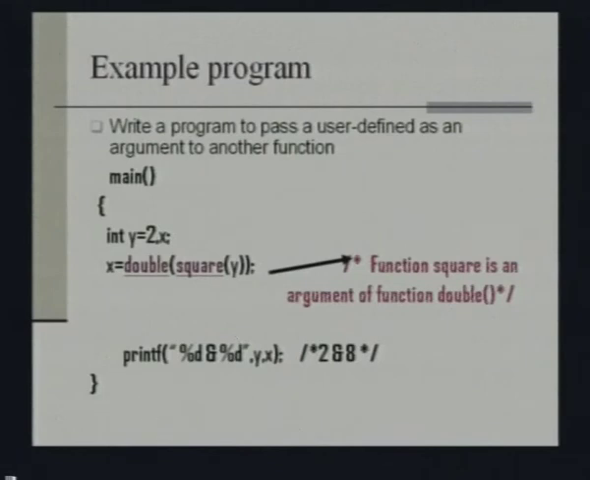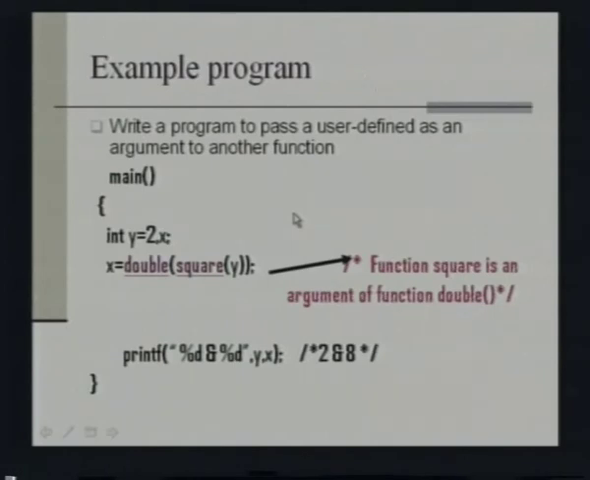This is a program to pass a user defined function as an argument. Functions are of two types: library functions are built in, and user defined functions are what the user defines according to his convenience. We will see how the compiler executes such a program. We start with the main function, and here we have declared two variables, y is 2 and x. Here x is equal to double, which is a function, and within parentheses the square is a function, and this y is an argument.